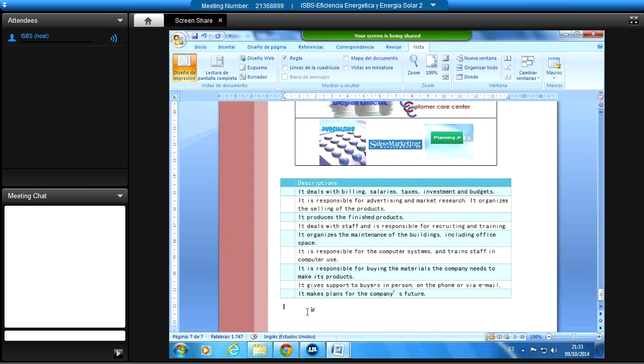Mingo, it organizes the maintenance of the building, including of space. Human resources was before, okay? What's the buildings, the material things, I mean, like facility departments. Because facility doesn't mean facilidad, okay? Facilities means instalaciones.